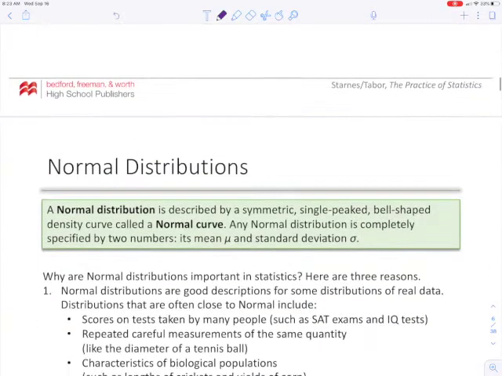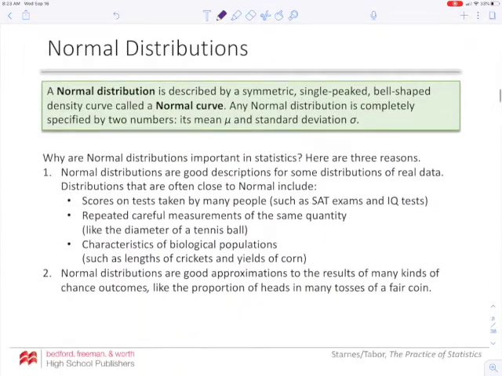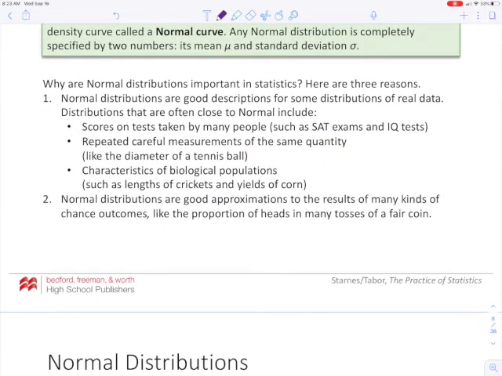is quite important for three reasons. Normal distributions are good descriptions for some distributions of real data. For instance, scores on taking a test like the SAT or the ACT. Repeated careful measurements of the same quantity like the diameter of a tennis ball. Characteristics of biological populations such as lengths of crickets and yields of corn. Normal distributions represent a lot of things in the real world, so that's why they're so widely used in statistics.